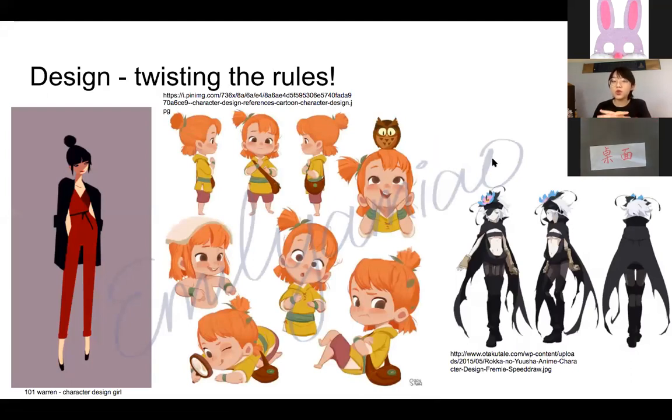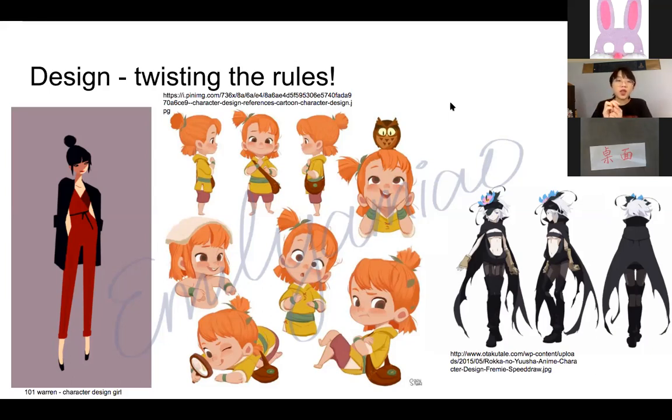Right now, after we learn the rules, this class is about designing, which is taking the rules that we learned and trying to twist them. We're trying to make character designs. We're trying to bend it into cartoonish or different types of characters and shapes that are used for anime, for comics, for animation, things like that. We're trying to make design.